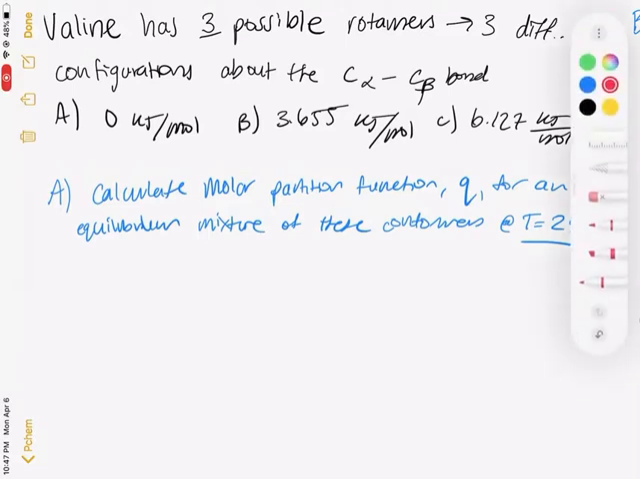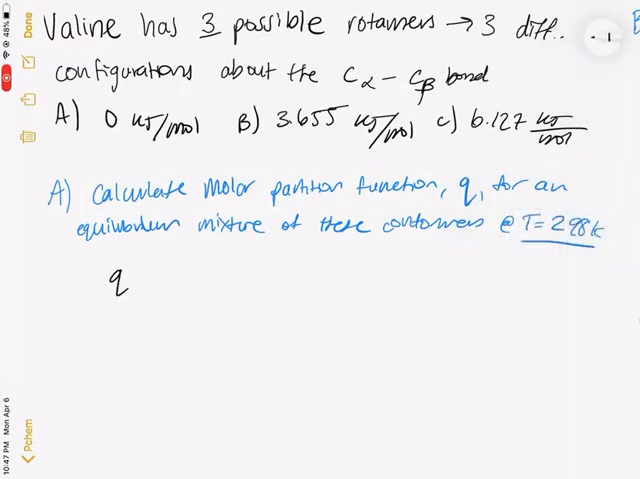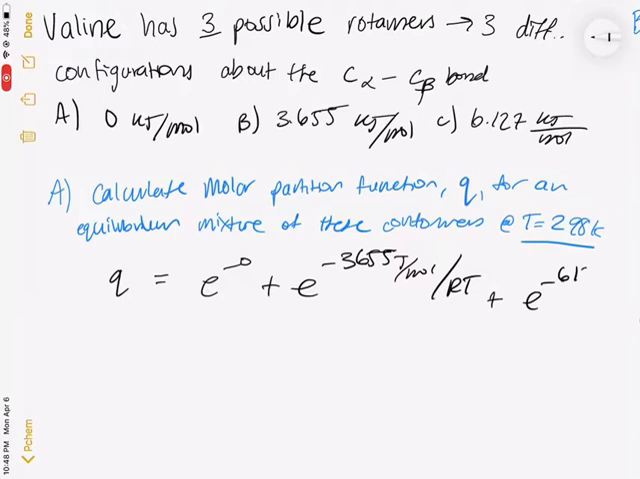at 298 Kelvin. To do that, as usual, you calculate the partition function, which is equal to e to the negative 0, plus e to the negative 3655, make sure it's all in joules, I'm not going to use kilojoules, joules per mole over RT instead of kBT, plus e to the negative 6127 joules per mole over RT. If we solve this, the partition function is the sum of all these energy levels, which is equal to 1.313.